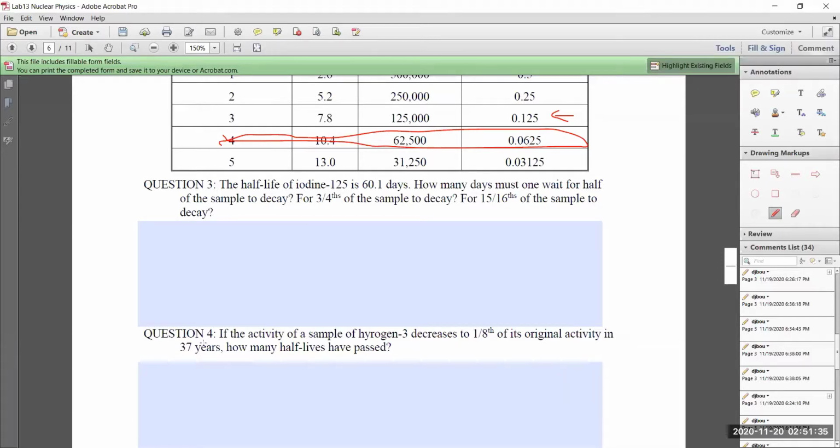So each half-life is going to be 37 divided by 3. So it's going to be slightly more than 12 years, because 12 years will give you 36 after 3 half-lives. 12.3, yeah. So it's 12 years and a third of a year, which is 4 months. 12 years, 4 months. Correct?